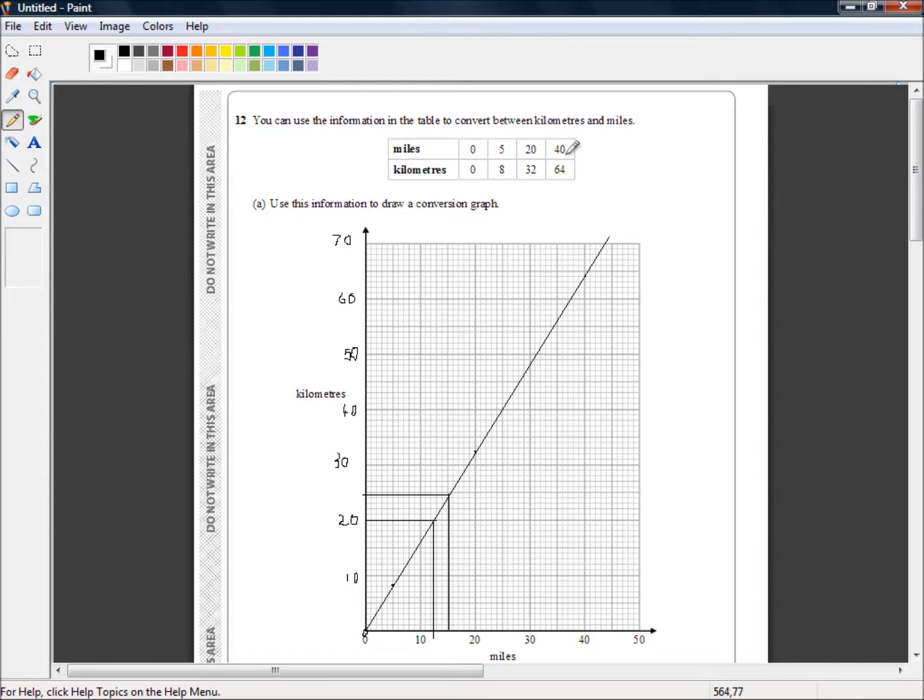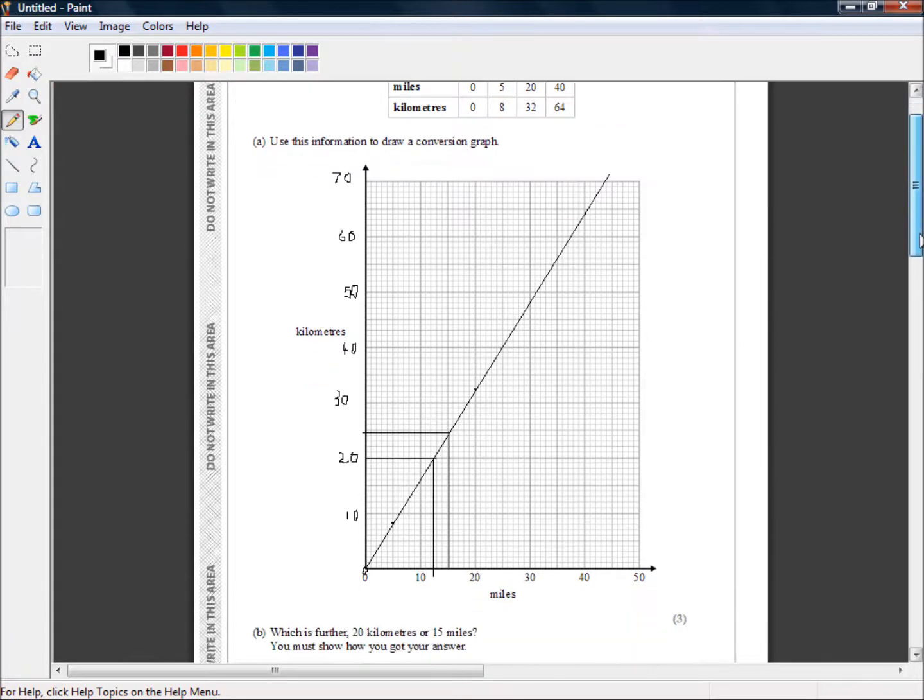And the last point is 40 and 64, so we've got a 40 along the x-axis, or 40 miles, and we go up to 64. Well, we know the top of the graph is 70 because we set the scale there, so the next big one down is 60, and then we want to go up 4 from the 60, or we could come down 1 from the 65, and there's our other point. And then we get our straight edge or ruler and we draw a straight line. So now we can read off any miles or kilometres that we want to.